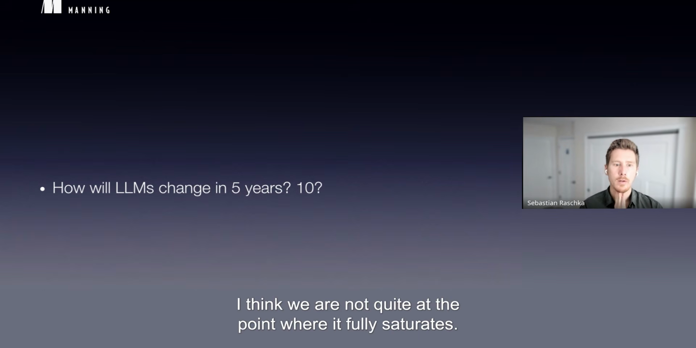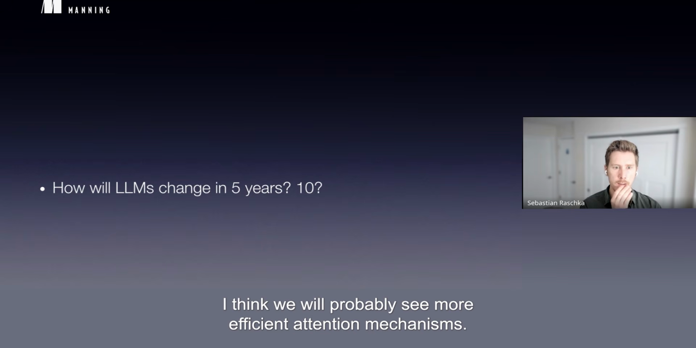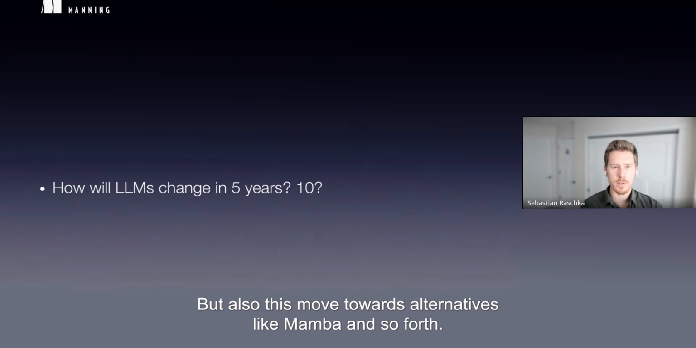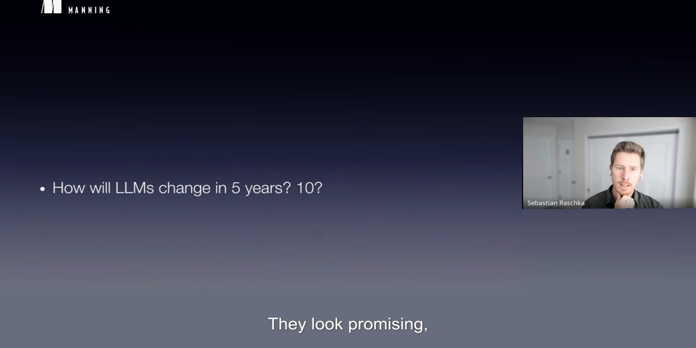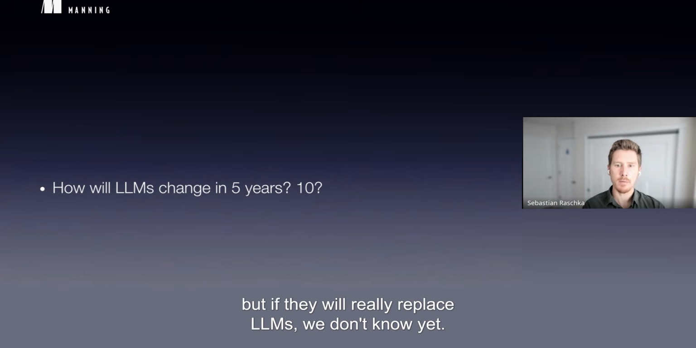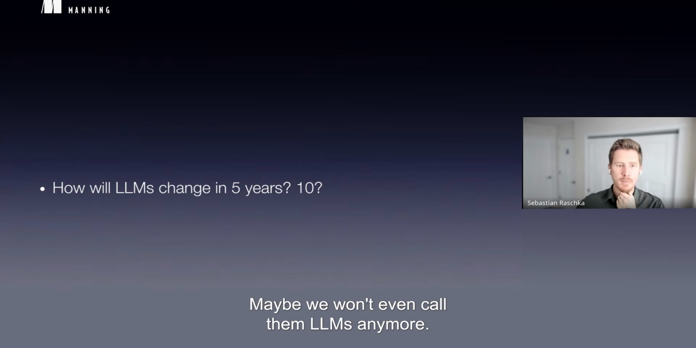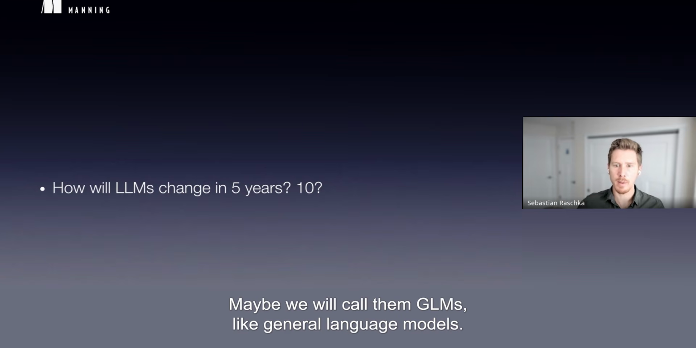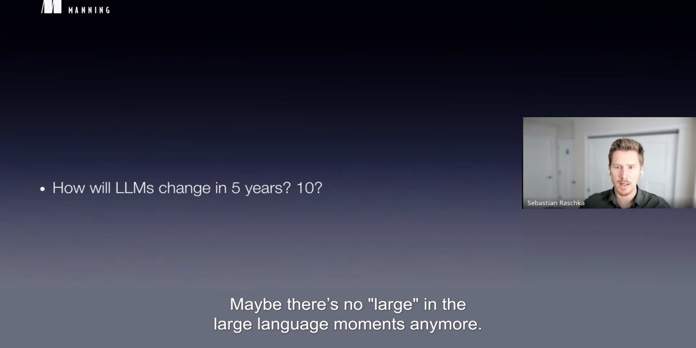I think we are not quite at the point where it fully saturates, but we will probably see more efficient attention mechanisms, and there's also a move towards alternatives like Mamba and so forth. They look promising, but if they will really replace LLMs, we don't know yet. Maybe we won't even call them LLMs anymore. Maybe we'll call them GLMs, like general language models. I don't know. Maybe there's no large in large language models anymore.